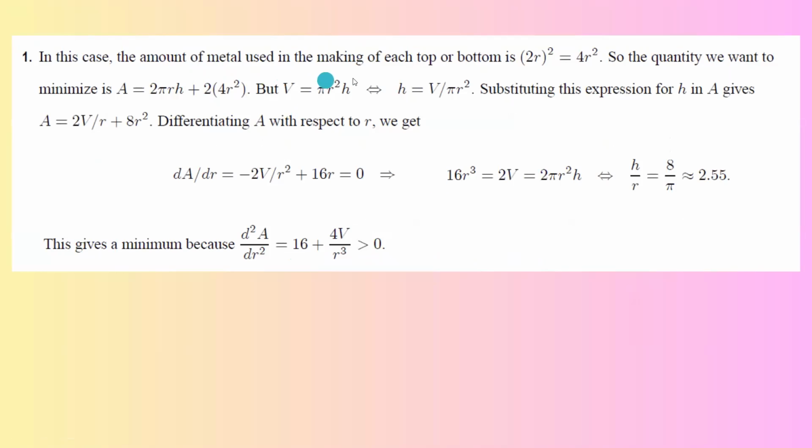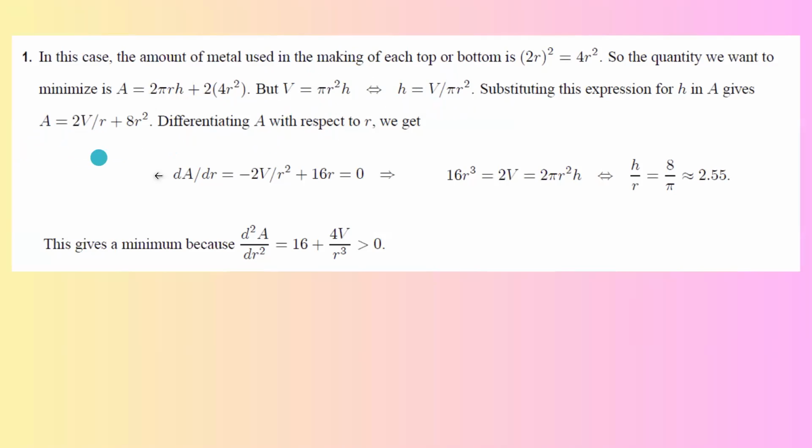The amount of metal used in making each top or bottom is (2R) to the second power, which is 4R squared. So the quantity we want to minimize, the surface area, is 2 pi RH plus 2 times 4R squared. At the same time, we know the volume formula is V = pi R squared H. It means that H is the volume divided by pi R squared. Substitute H in the surface area formula, and A, the surface area, becomes 2V divided by R plus 8R squared. Now take the derivative with respect to R.